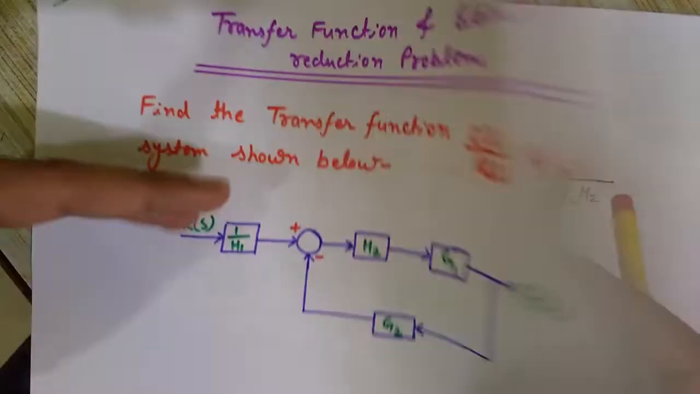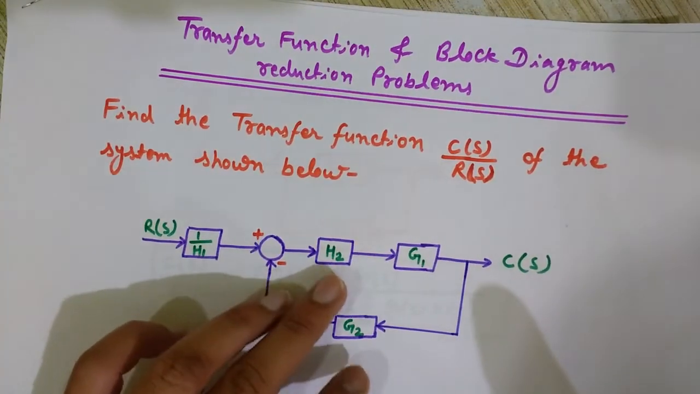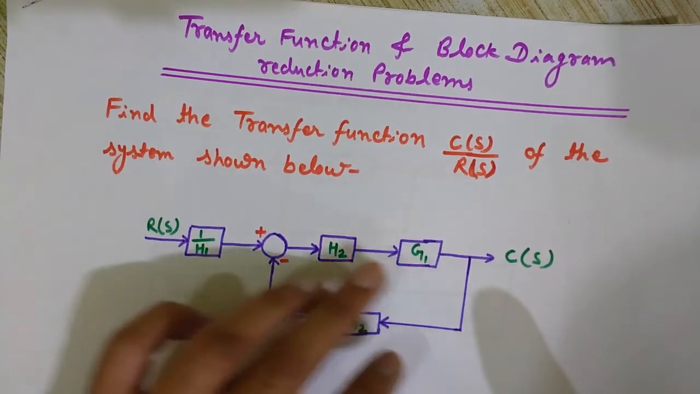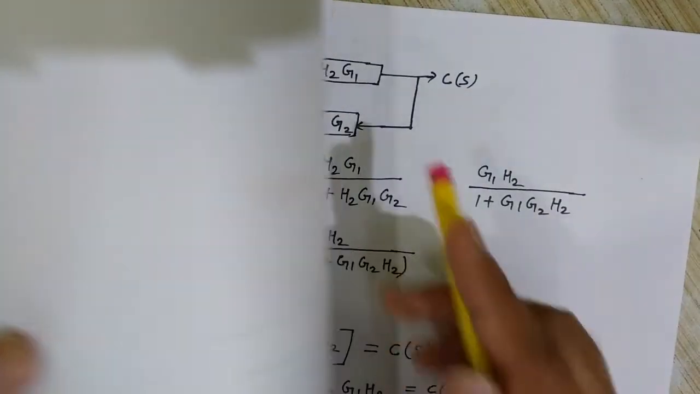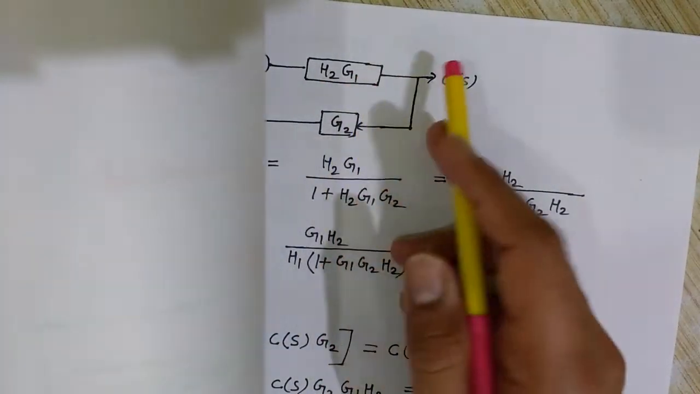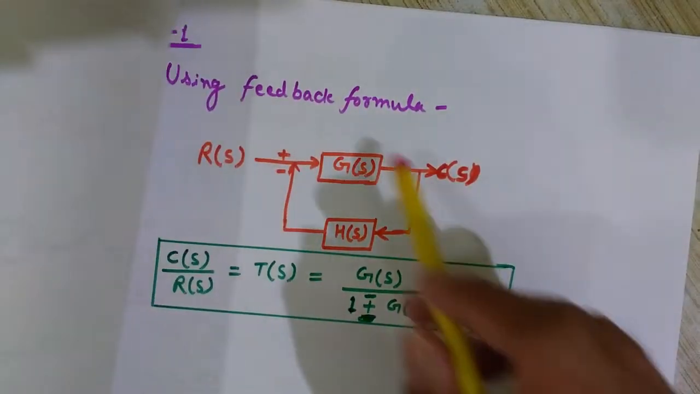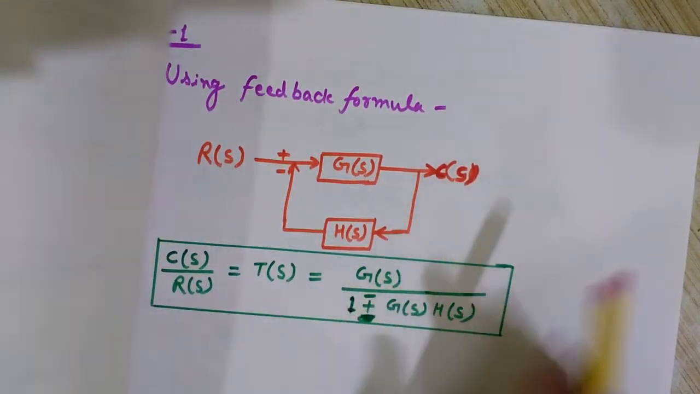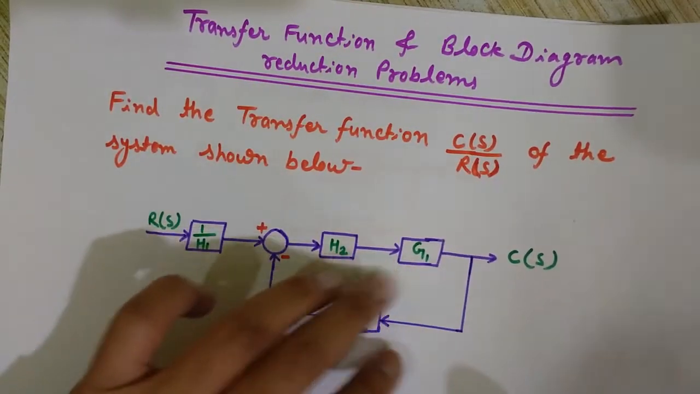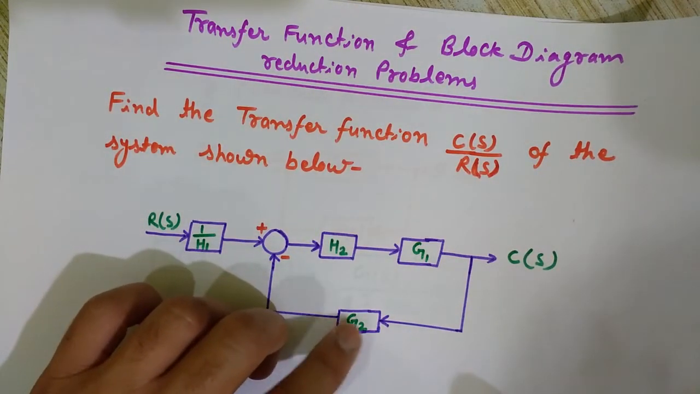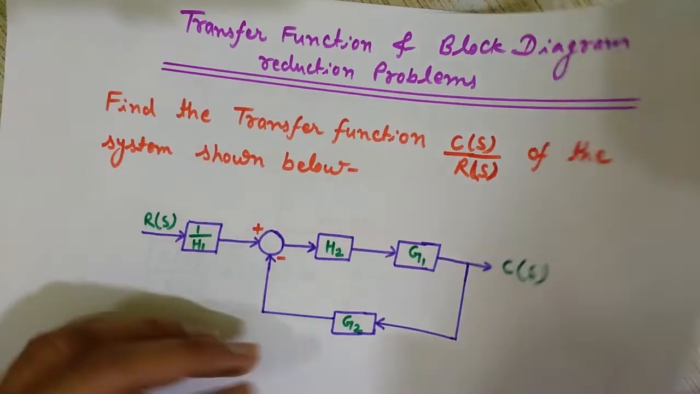See here, here it is H2 and G1. So multiplication of this will take place. So H2 G1 will be the combined term, okay, a combined gain H2 G1. So I have written here H2 G1. I am just trying to convert this one into this kind of format so that I can use this formula here. So at the place of this, I have H2 and G1, and at the feedback gain, it is G2. Okay, here in feedback, it is G2.